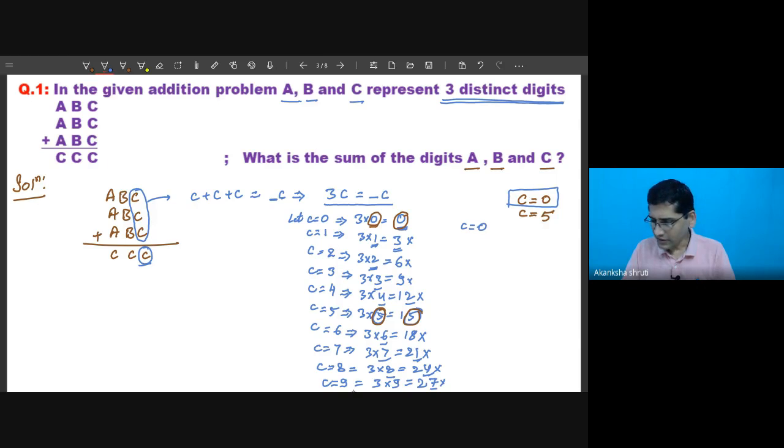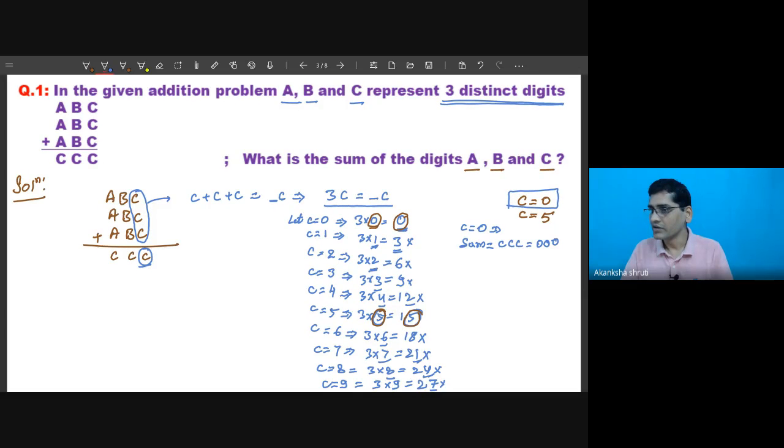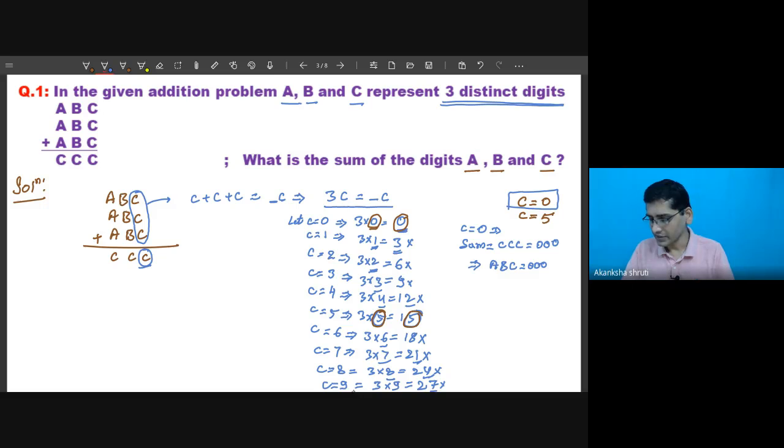if C is equals to 0, this implies the sum value is our C, it becomes 0, 0, 0. So the sum is 0. It simply means all the three numbers, that is A, B, C, must be 0. So all these three are 0. It simply means A is equals to 0, B is equals to 0, then only C is equals to 0. But what is given in this problem? That these A, B, C are three distinct digits. It is given in the problem.